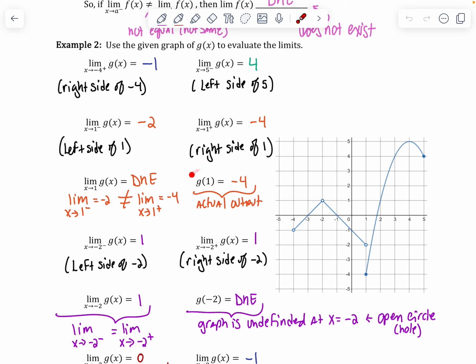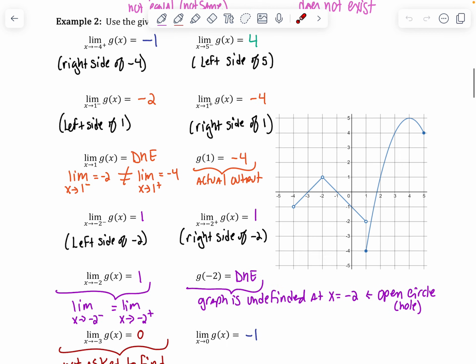But what about the graph itself? Is there a y value? Do we place our pen when x equals 1 somewhere on the graph? Because an open circle does not show up on the graph, but a closed circle means we will be putting a dot at +1, -4, the function exists even though the limit does not.